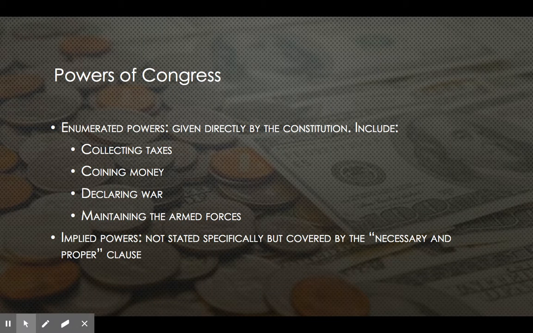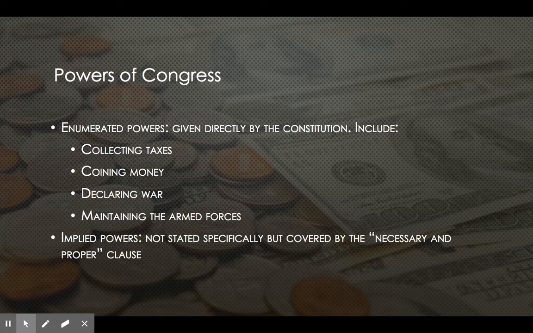So powers of Congress. Congress has those enumerated powers, and we've talked about those before, that are given to them directly by the Constitution. So in Article 1, Section 8 of the Constitution, these are going to include collecting taxes, coining money, declaring war, maintaining the armed forces, borrowing money, regulating commerce with foreign nations and among the several states. Okay, so those are some of those enumerated powers.